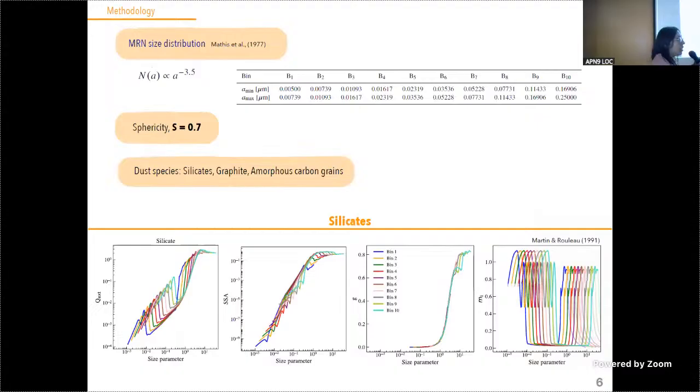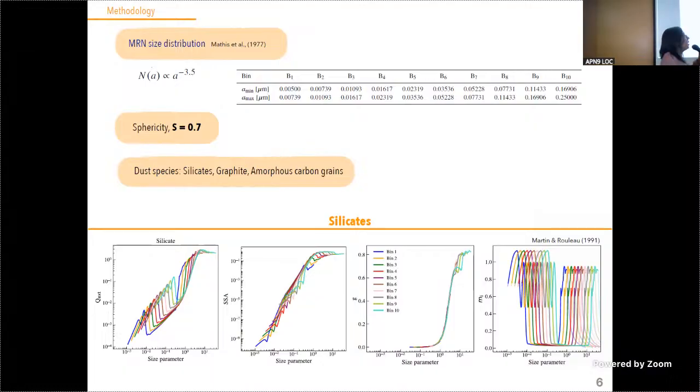And now we decided to work, as a first approach, with an MRN size distribution. That means that we have a minimal grain size of 0.05 microns and a maximum grain size of 0.25 microns. And we decided to work with 10 bins in this size distribution. And we also have a small distribution of size within each bin.